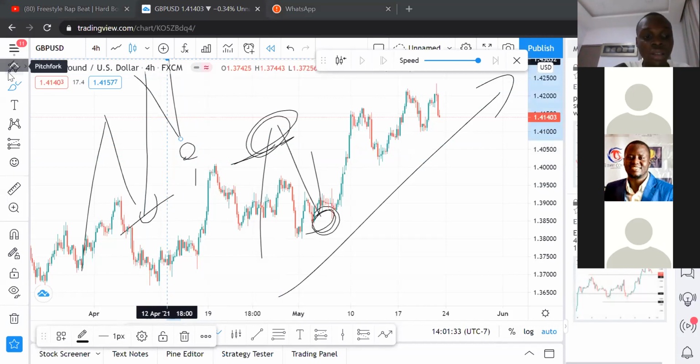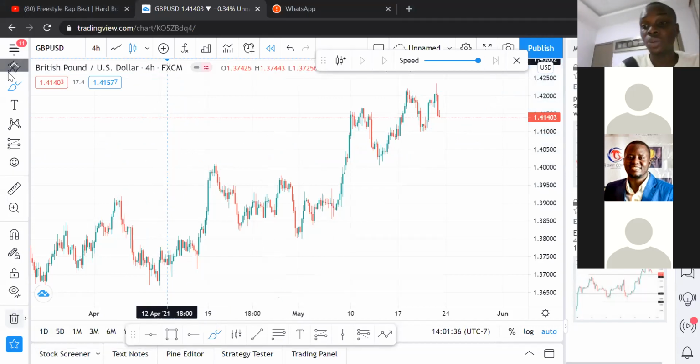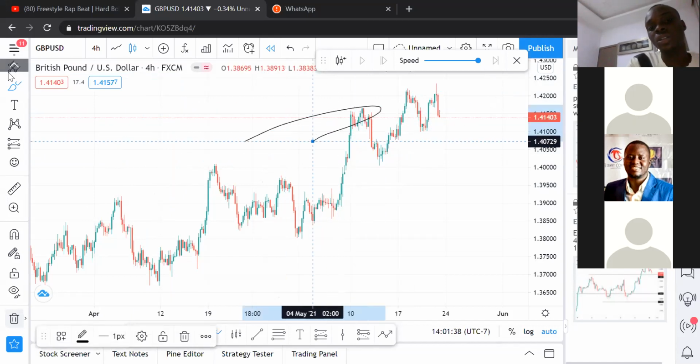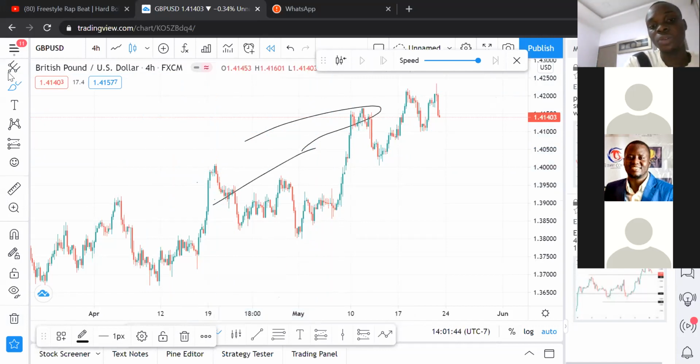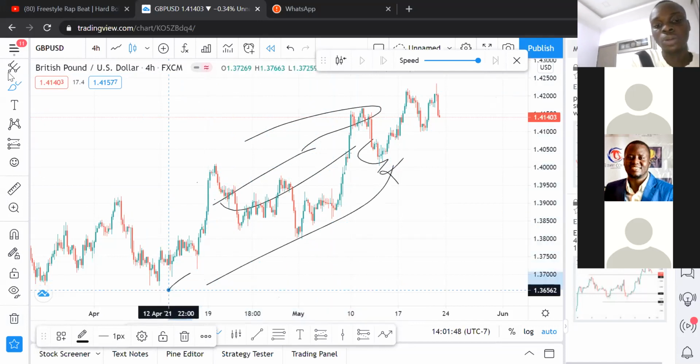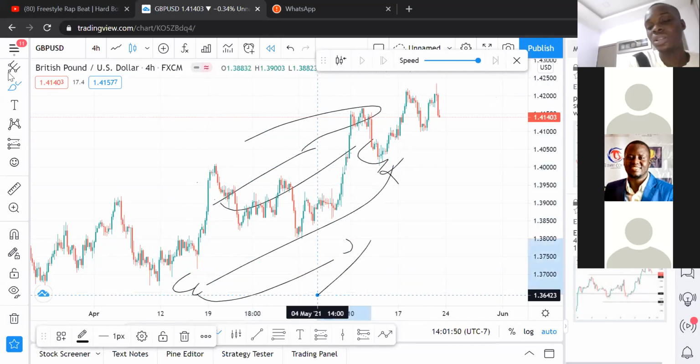Same thing with lower lows and lower highs. The market is going on a downtrend. You wait for the market to form a lower high, you take your sell. Lower low, wait for the market to form a lower high, you take your sell. You don't sell when price is cheap. You sell when price is high. You buy when price is cheap.